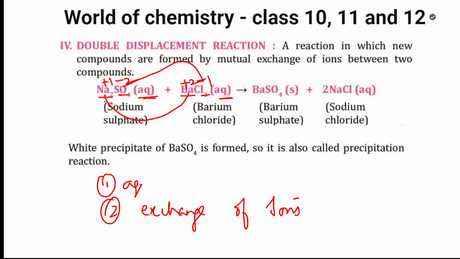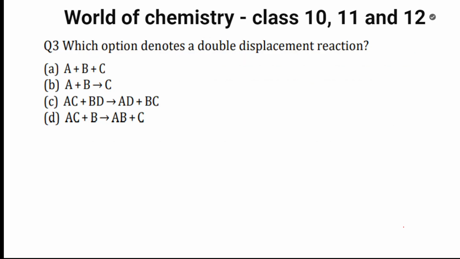So here sodium is exchanged with barium. So it's forming sodium chloride. Barium is exchanged with the sodium. So it's forming barium sulfate. There's a precipitate which is formed. So exchange of ions. It is like AB plus CD, it forms AD plus CB. Okay. Done? Okay. Now let us see this question.